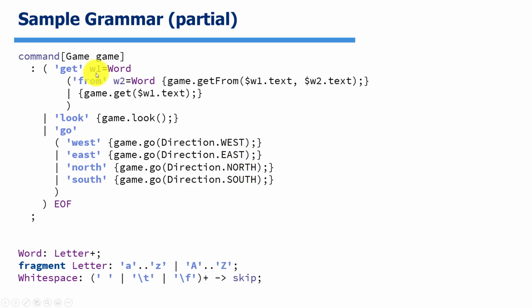Notice that I'm saying W1 equals word, W2 equals word. That's assigning variables to the tokens so that I can reference them over here by saying $W1.text and $W2.text. So if I have a get from, I'm going to pass in W1 and W2. If I just have a get, I'm just going to pass in W1. The look command just calls game.look, and then each of these, go west, go east, go north, go south, is going to call game.go, passing in a direction. So that gives you kind of an example of how things are doing. And then we assume after this, it's the end of the feed and the end of the file coming in here. So because we don't have any new lines handled here, it's just a single line of input that we're dealing with at a time.